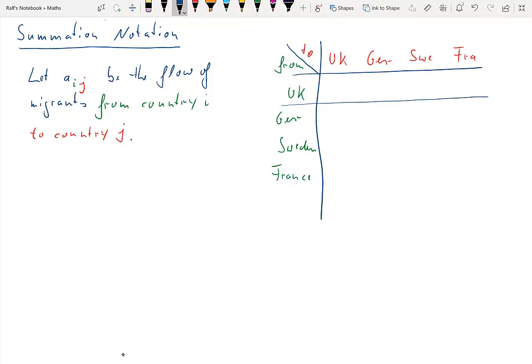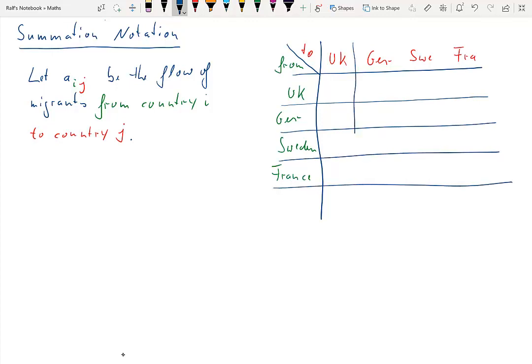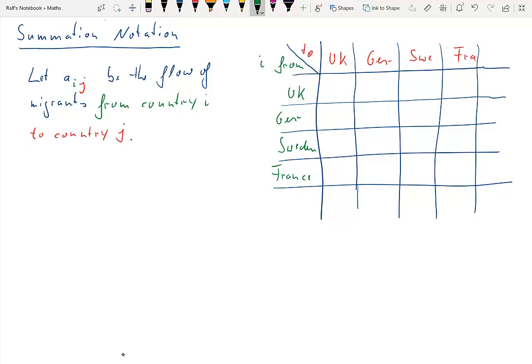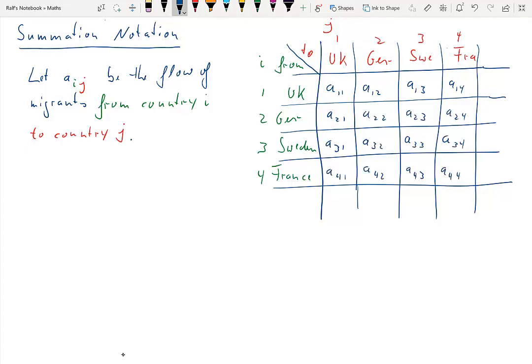So here's a table, and let me make that clearer by adding these lines. So this is now starting to look like an Excel table, right? And before we proceed, we'll have to indicate the role of the indices here. So the i index indicates the from countries, and here it goes from 1 to 4 because we have 4 countries, and the j index indicates the destination countries, again from 1 to 4. So now we can think of all these values: A11, A12, A13, A14, and then in the second row A21, and so forth.